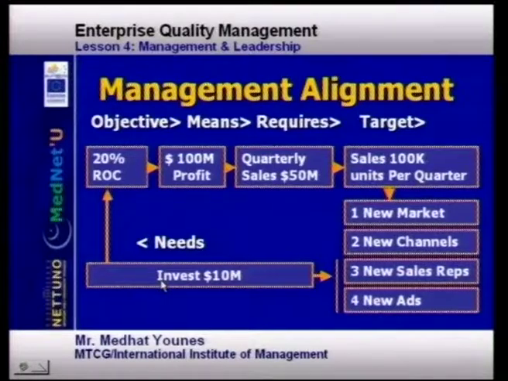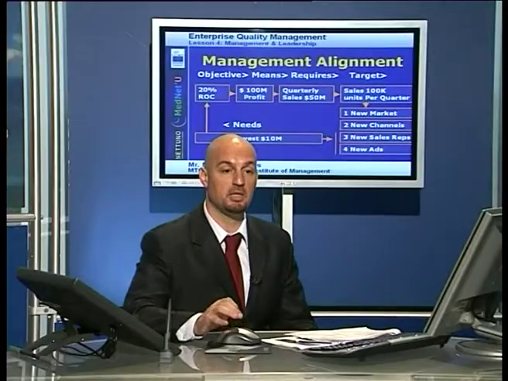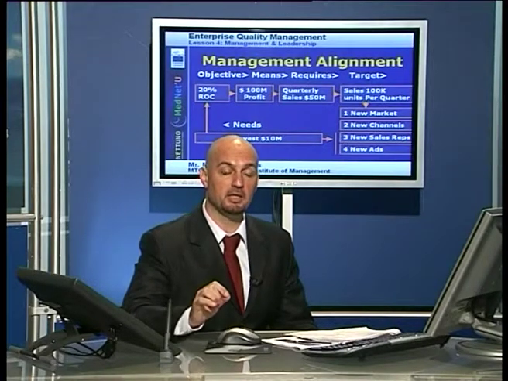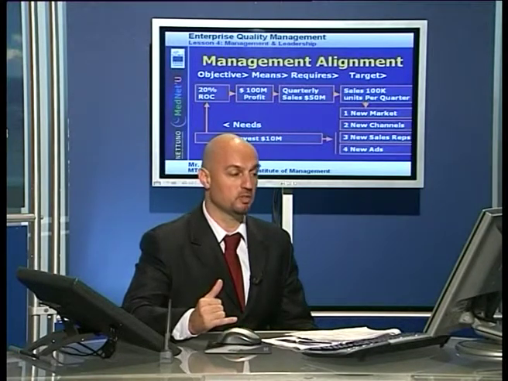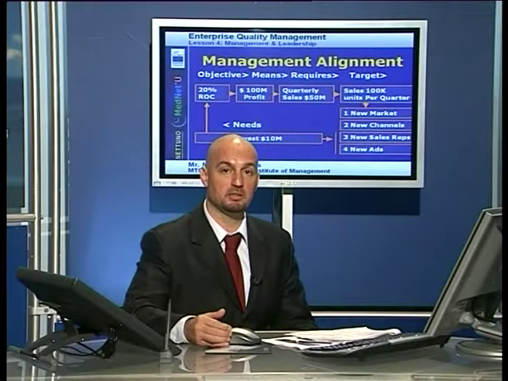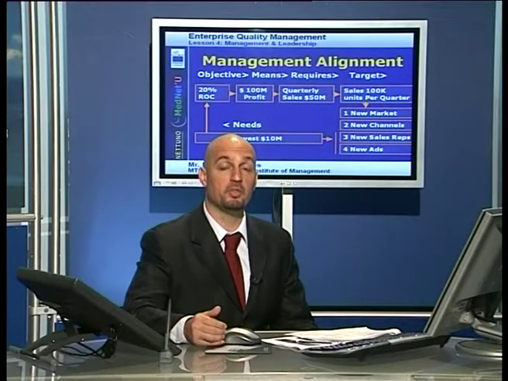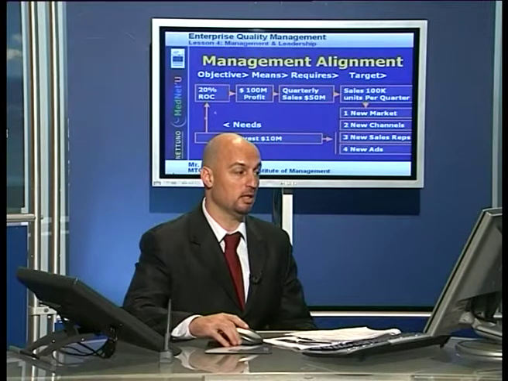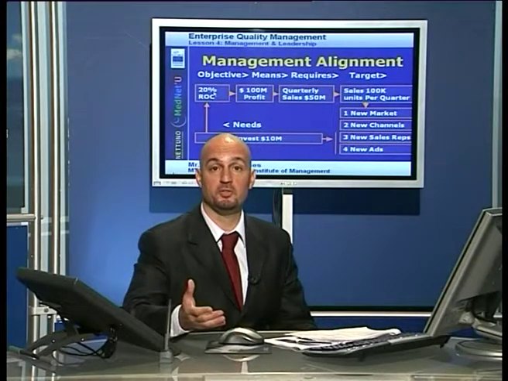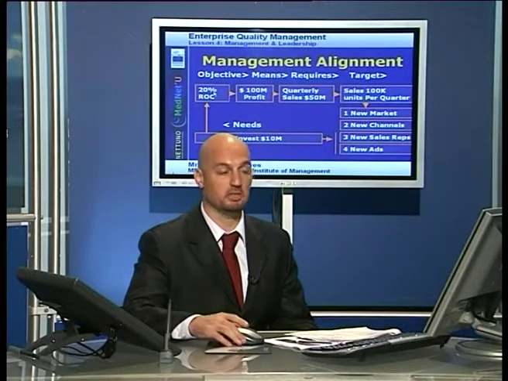The key to success in business planning and management alignment is to be able to balance and accurately forecast your target and the required investment. Because if you invest more than the required $10 million, you might risk reducing the profit. If you underinvest, less than $10 million, you might not be able to achieve your revenue targets, which will, of course, affect your 20% return on capital objective.